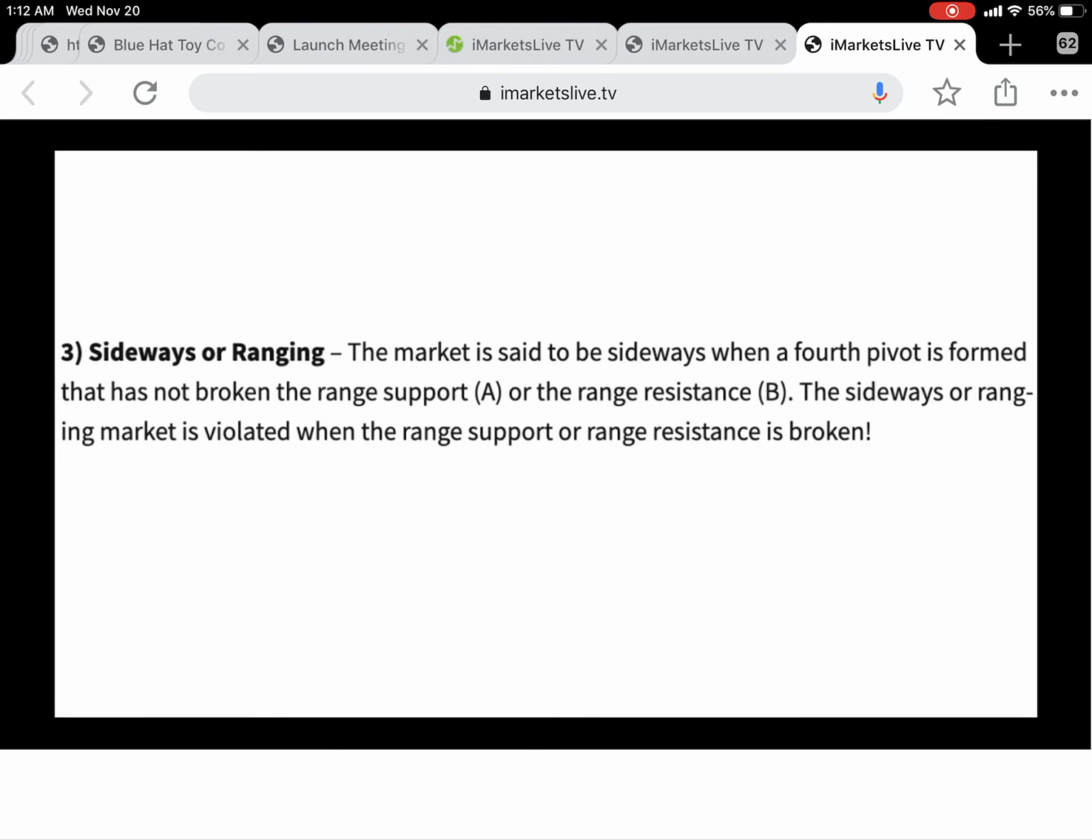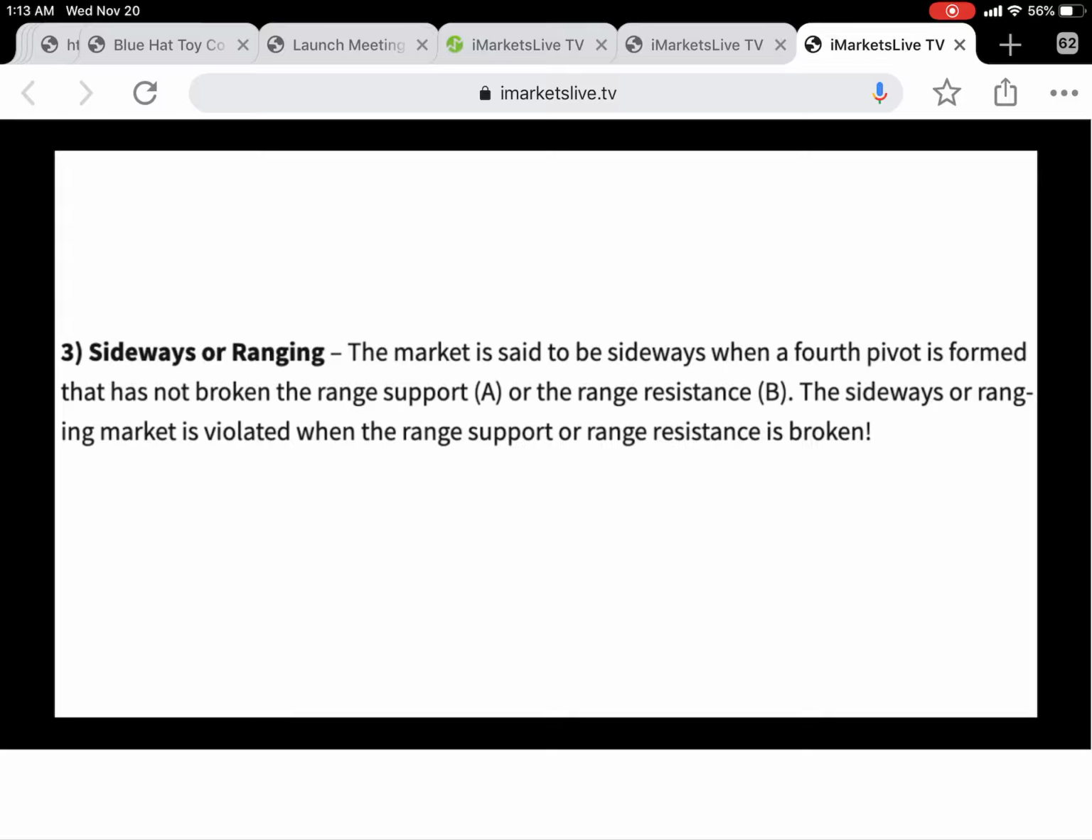Well, the one thing we haven't spoken about: we spoke about a bull market, we spoke about a bear market, but we never spoke about the sideways or ranging market. Okay, all right. What is a sideways or ranging market? It kind of looks like the traffic in your city.